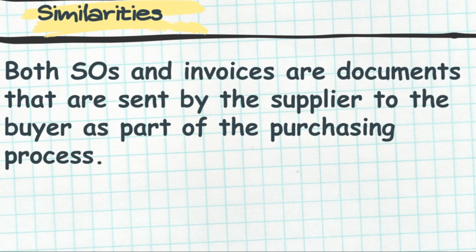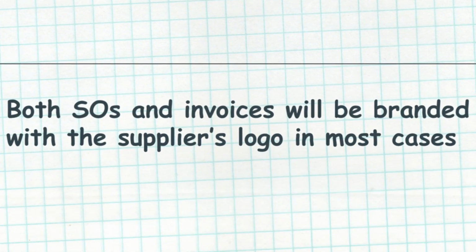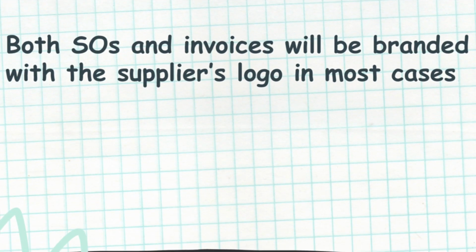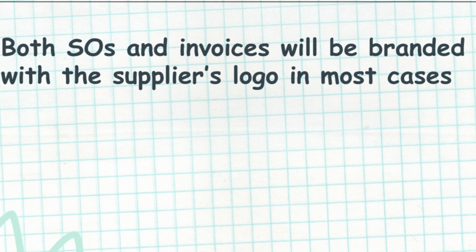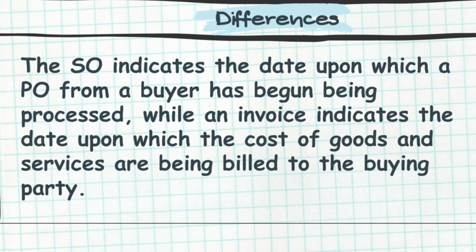Both SOs and invoices are documents that are sent by the supplier to the buyer as part of the purchasing process. Both SOs and invoices will be branded with the supplier's logo in most cases. The SO indicates the date upon which a PO from a buyer has begun being processed, while an invoice indicates the date upon which the cost of goods and services are being billed to the buying party.